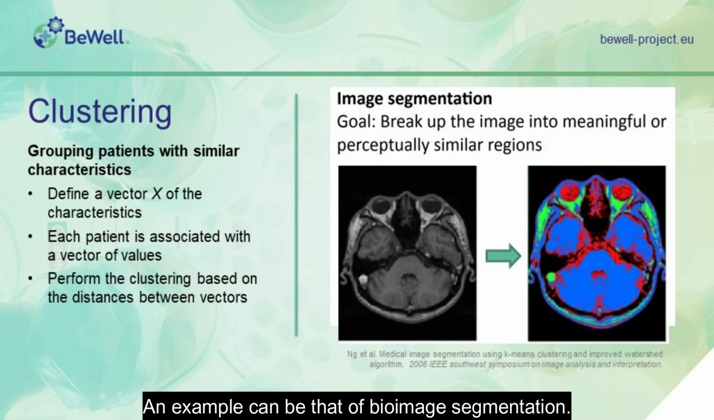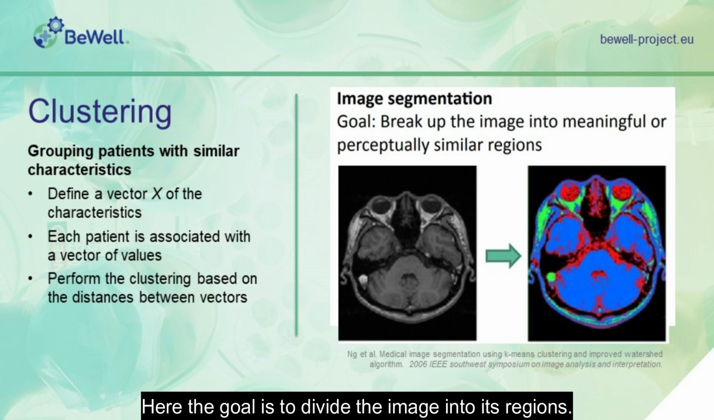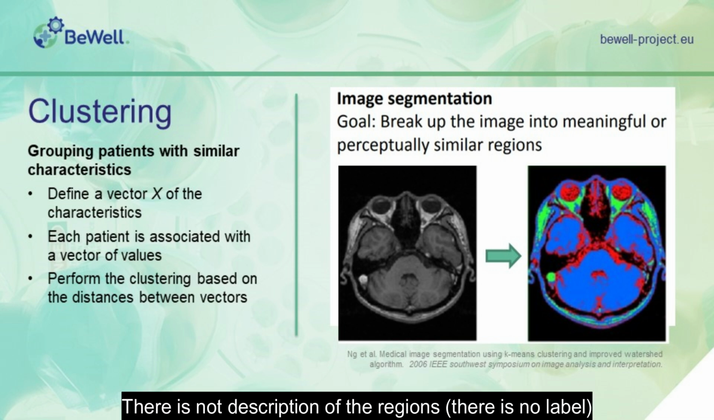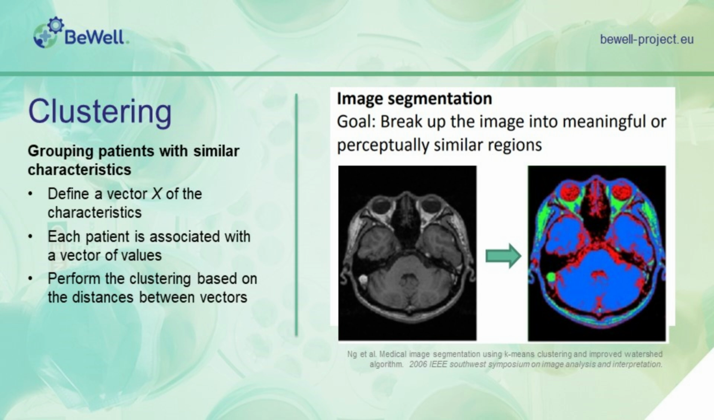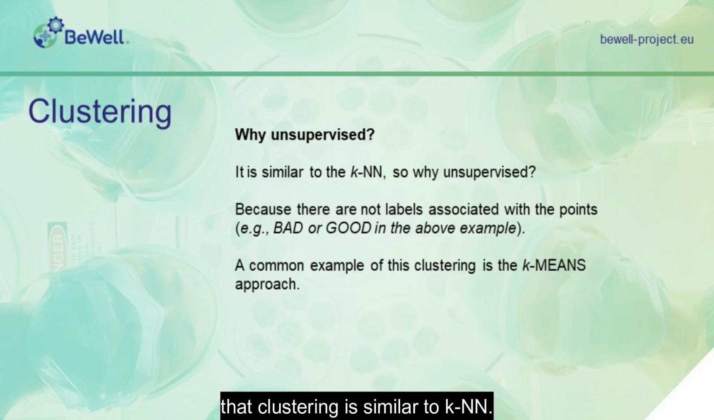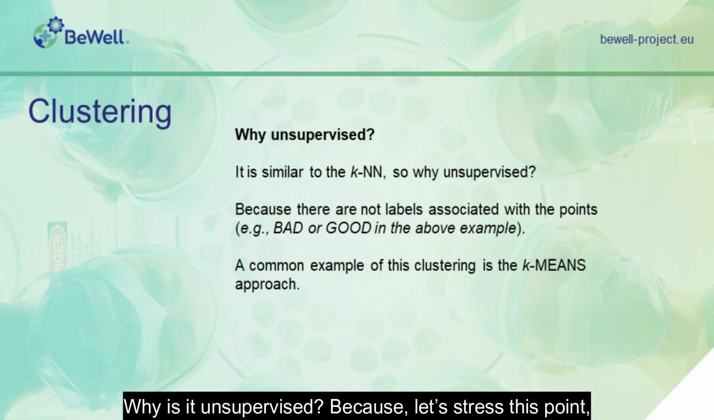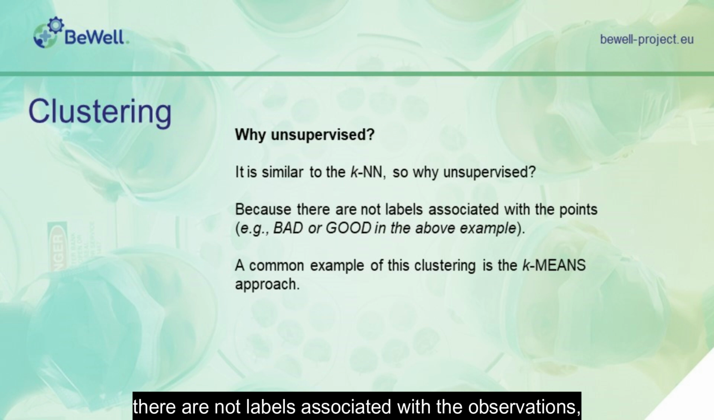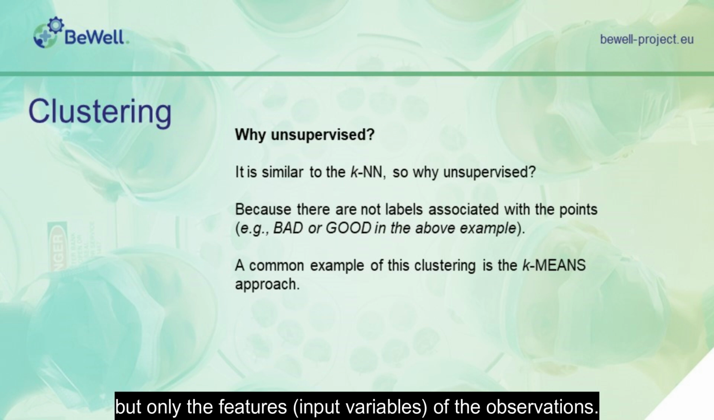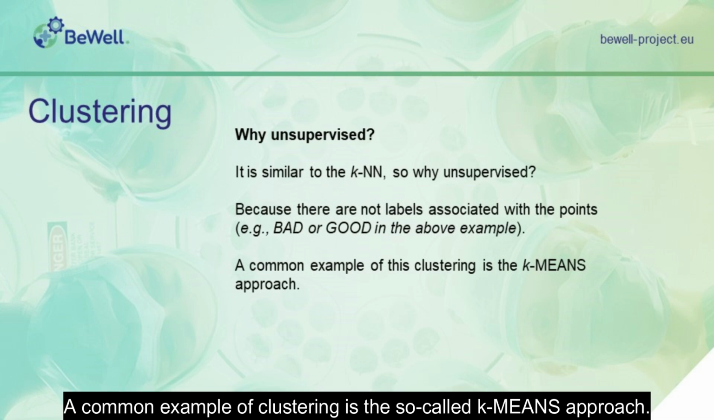An example can be that of bioimage segmentation. Here the goal is to divide the image into its regions. There is not description of the regions, there is no label, but only similarity between pixels of the same cluster. From the above description it can be seen that clustering is similar to KNN. Why is it unsupervised? Because, let's stress this point, there are not labels associated with the observations, but only the features, input variables, of the observations. A common example of clustering is the so-called k-means approach.